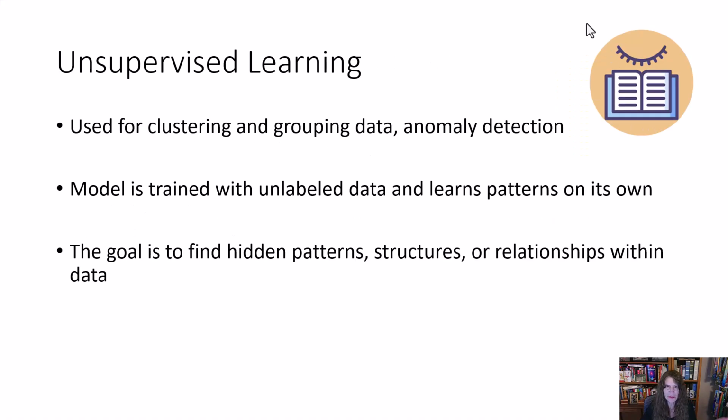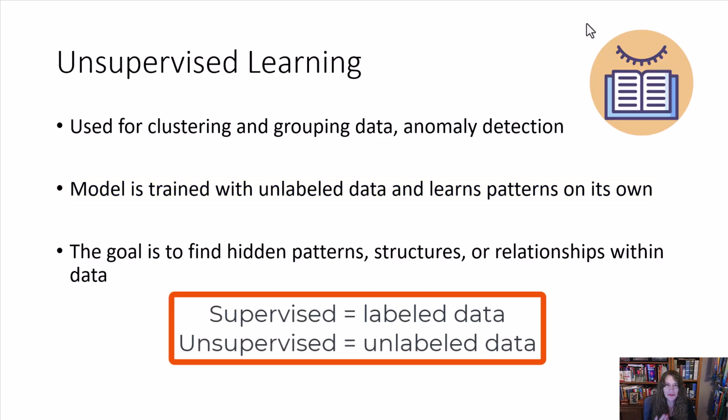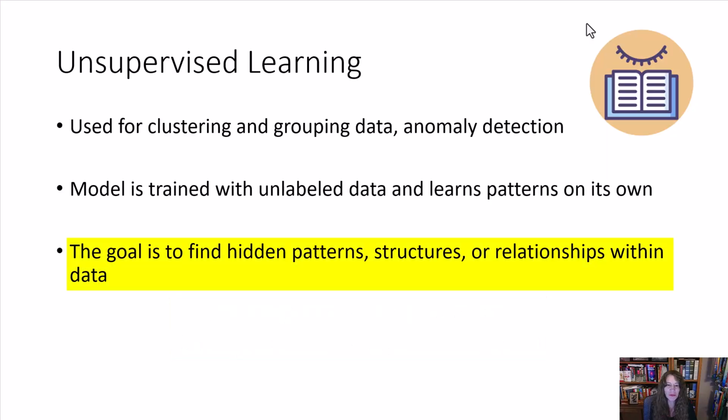We have unsupervised learning. Unsupervised learning is used for clustering and grouping data, so finding similarities, and by finding similarities, we can find differences, therefore anomaly detection. Okay, so the model is trained with unlabeled data, and it learns these patterns on its own. So supervised learning is labeled data, unsupervised learning is unlabeled data. So the goal here is to find the patterns, structures, or relationships within the data on its own.